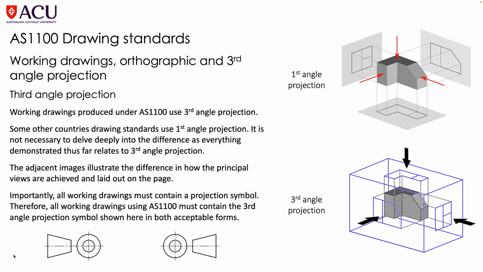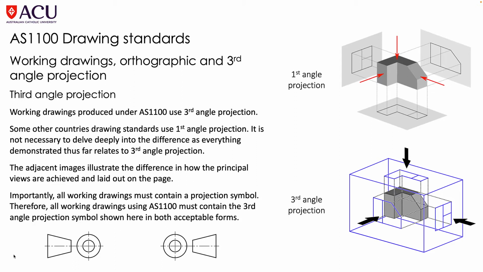Okay, so now let's just have a quick look at third angle projection. So working drawings produced under AS1100 use third angle projection. Some other countries' drawing standards use first angle projection. Now, it's not necessary to delve deeply into the difference, as everything demonstrated thus far relates to third angle projection. And the reality is, if you're operating in Australia, we're always using third angle projection. It's just that you need to be aware.